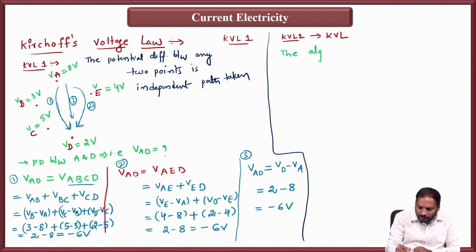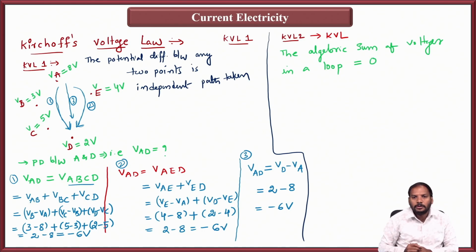The algebraic sum of voltages in a loop is equal to 0. So the algebraic sum of voltages in a loop is equal to 0. That's what KVL says, or KVL2 says, or usually this is the final law of KVL. Algebraic sum of voltage in a loop is equal to 0.